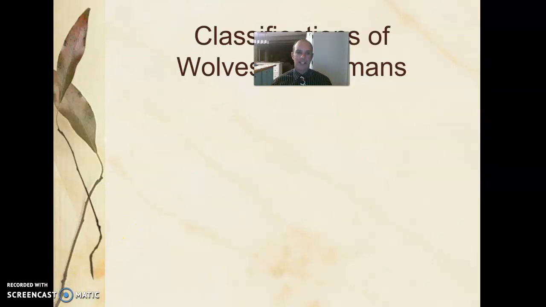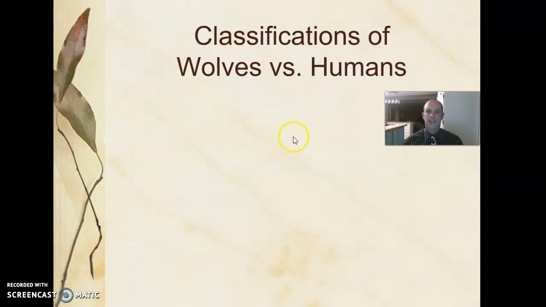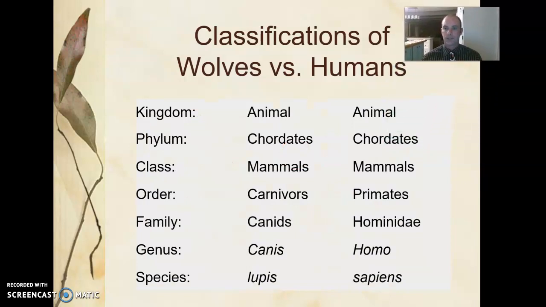As we continue on here, let's look at the classification of wolves versus humans. We're both in the animal kingdom, both in the chordate phylum, and both mammals. Order: we're primates. Family: hominid. Genus: we're Homo. Species: sapiens. So our scientific name is Homo sapiens, and theirs is Canis lupus. But the point of this is, look how closely we're related through the first 3. As we get further down, it gets more specific, like I mentioned before.